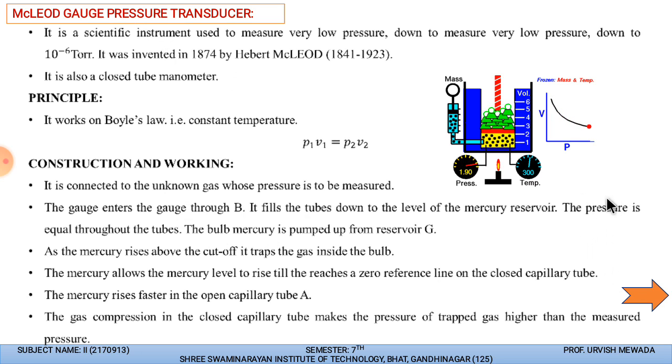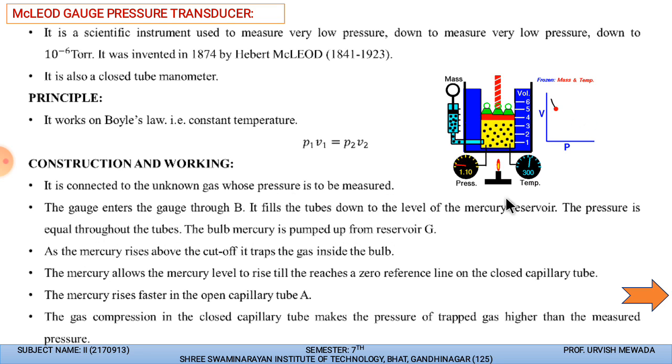It is connected to the unknown gas whose pressure is to be measured. So we can connect this McLeod gauge where we need to measure the pressure, and the gas enters the gauge through B and fills the tube down to the level of the mercury reservoir. We will see the detailed diagram, then you will be clearer about the statement. The pressure is equal throughout the tube. Whenever the pressure is not applied, both tubes have equal pressure, and the bulk mercury is pumped from the reservoir G.